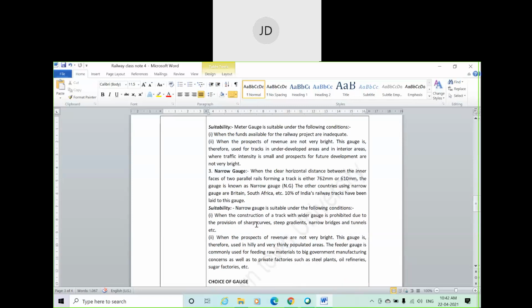Now let's discuss narrow gauge. When the clear horizontal distance between the inner faces of two parallel rails forming a track is either 762 millimeters or 610 millimeters, the gauge is known as narrow gauge, in short NG. Other countries using narrow gauge include Britain, South Africa, etc. And 10% of Indian railway track is laid to this gauge. Okay.